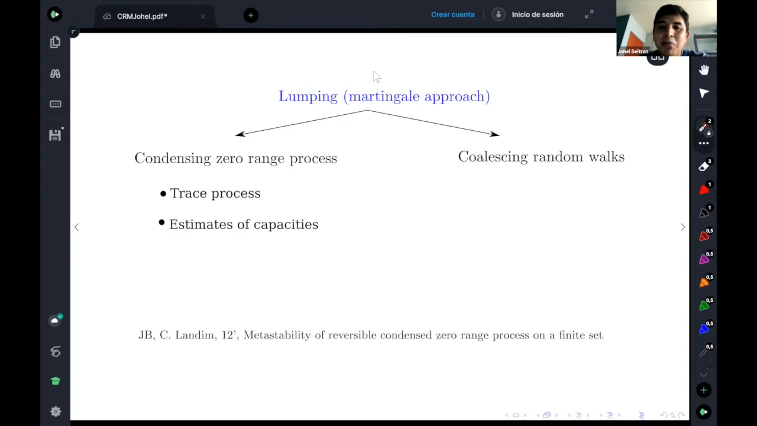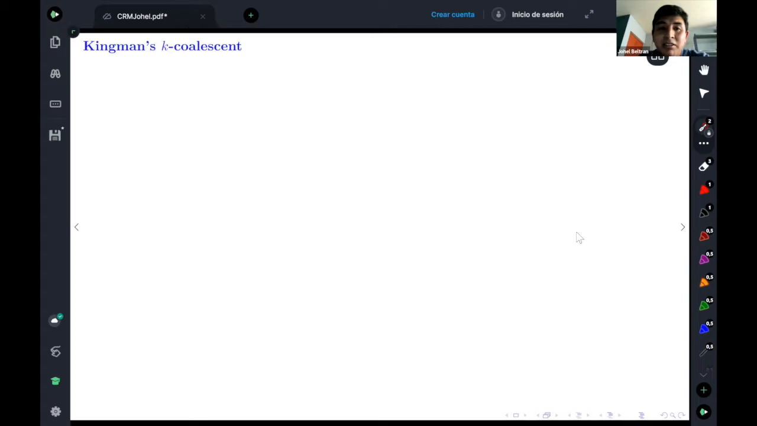also our work about this lumping was very related to the context of metastability. This is considered as an example of metastability, but I think that this coalescing random walks is very well known, and there are some papers about that, and it's not considered in the context of metastability. Okay, good. So now I will return to the problem of the system of coalescing random walks.